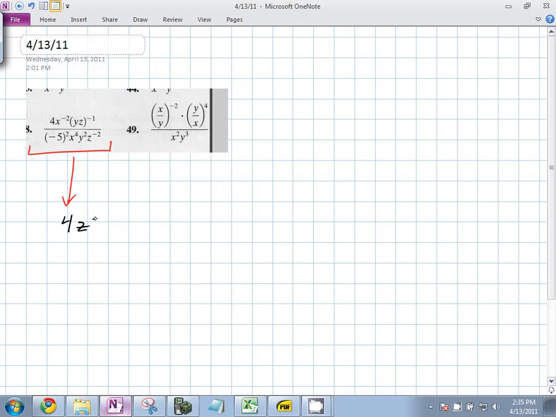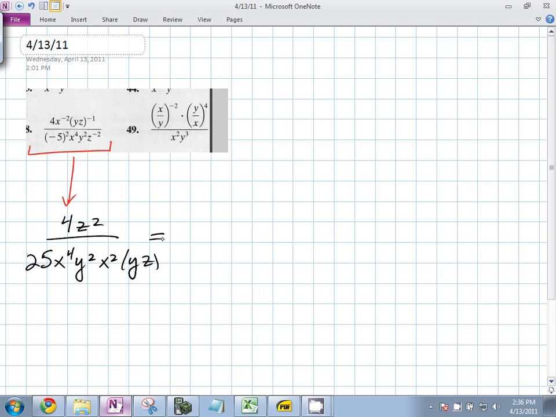4z squared over 25 x to the fourth y squared x squared yz. Can you see why that happened? What happens when you have a negative power? It transfers from bottom to top or top to bottom, right? It flips it one way or the other. Now, what can you do?